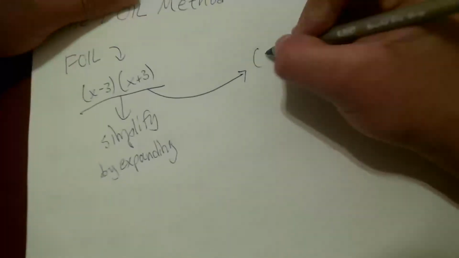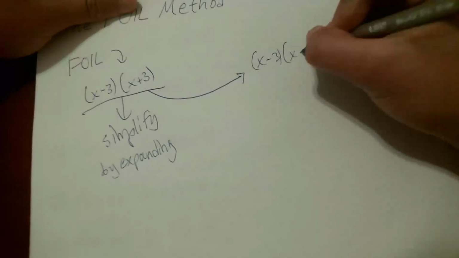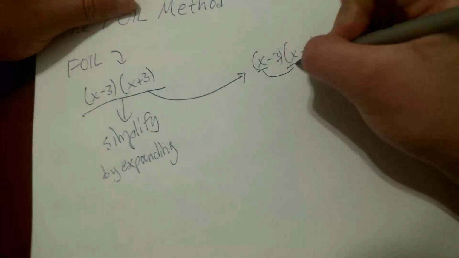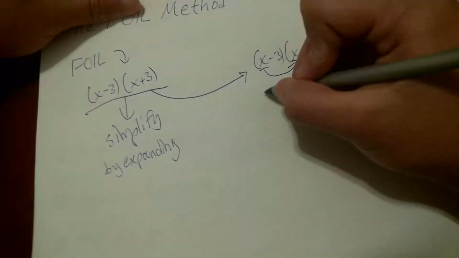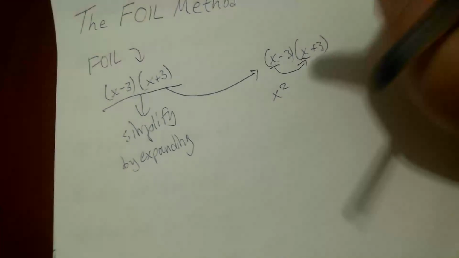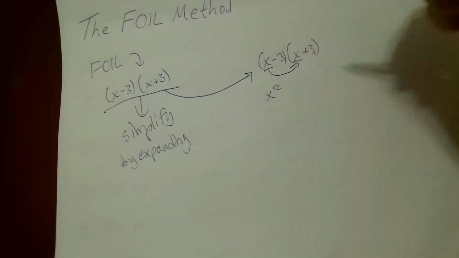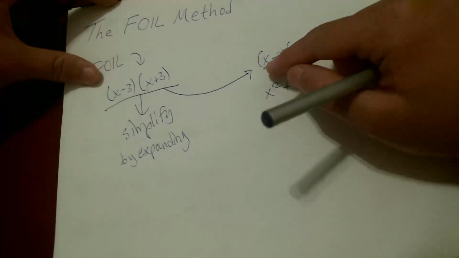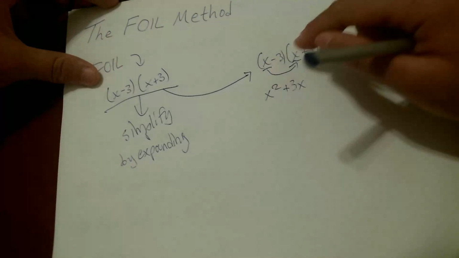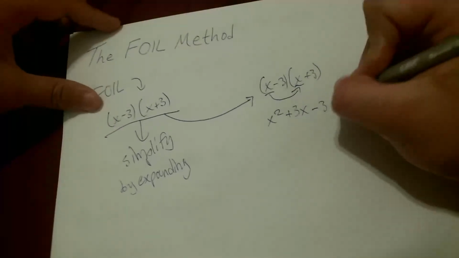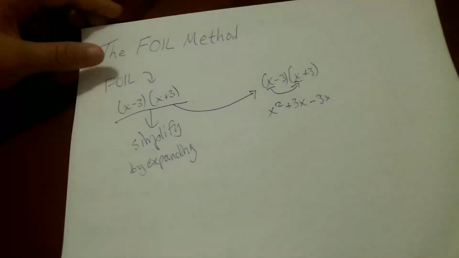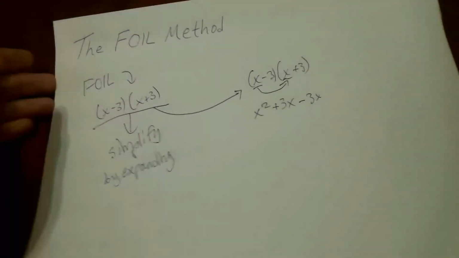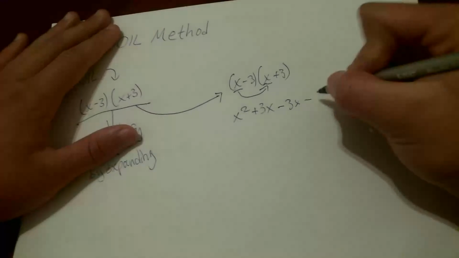So x minus 3 times x plus 3. We would first have to multiply x with x, so that would be x squared. Then we multiply x and 3, which is plus 3x. Afterwards we do minus 3 times x, which is minus 3x. And then minus 3 times plus 3, which is minus 9.